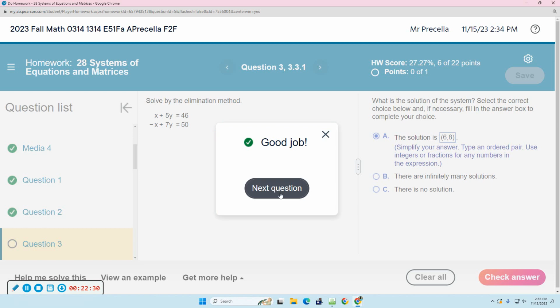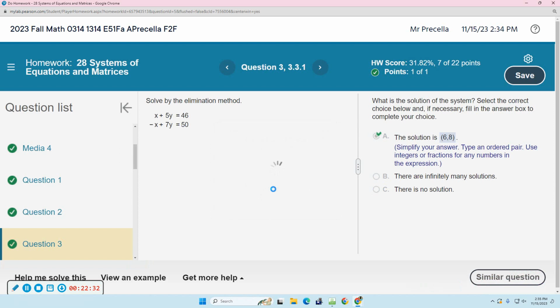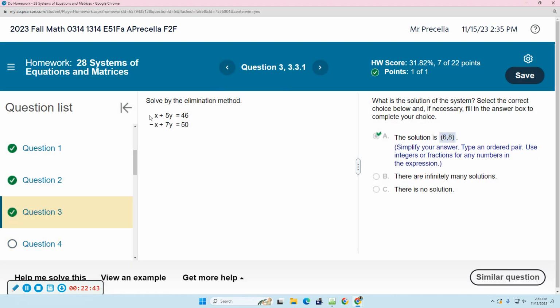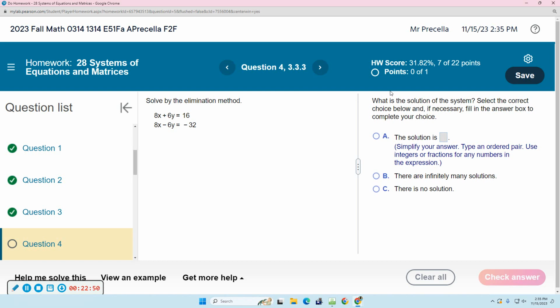And this number 3 is tailor-made for elimination. I think number 4 is tailor-made for elimination. Also, in the previous one, we eliminated the x's. Which letter are we going to eliminate in number 4? What would be the easiest letter to eliminate? Yeah. Why? Because we have the +6 and the -6. We have the same coefficient but opposite signs on the y's. So I would say eliminate the y's.